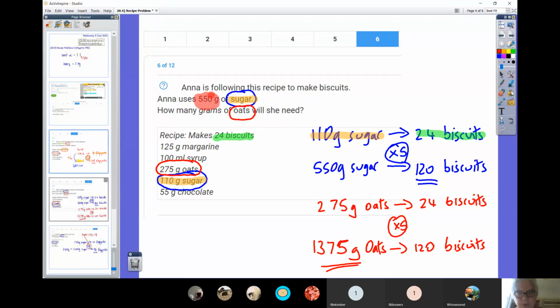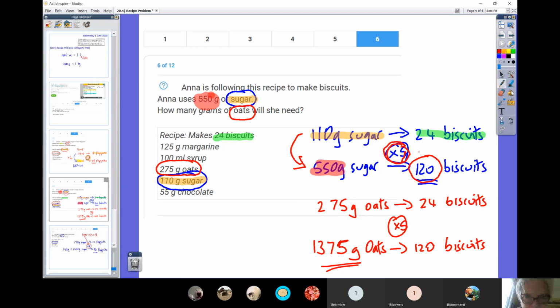So just like before, the blue bit over here is just like the one we just practiced. We say to ourselves, how many times more is the 550 grams of sugar? How do we get from 110 to 550? Well, we multiply by 5. Okay, I've done 550 divided by 110. I can see I've got 5 times the amount of sugar. So how many biscuits can I make with 550 grams of sugar? Well, I'm multiplying by 5. 24 times 5 is my 120 biscuits.